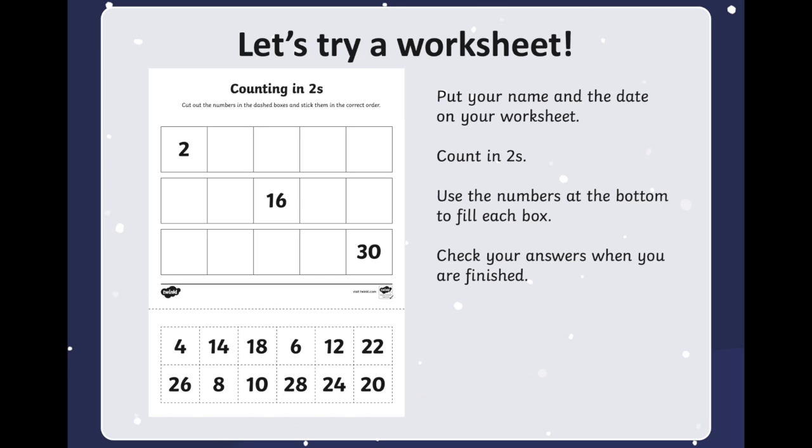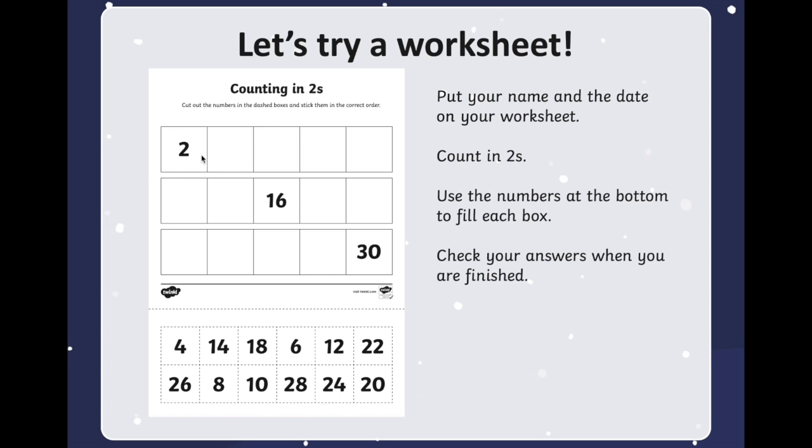Let's try a worksheet. Everybody take out this worksheet that you should have and put your name and the date on the top of your worksheet. You can pause the video and take a few minutes to put your name and the date. Okay, everyone, let's start to count in 2s. We need to use the numbers at the bottom of the page to fill each box. When you are finished, you should check your answers to make sure they are all correct.